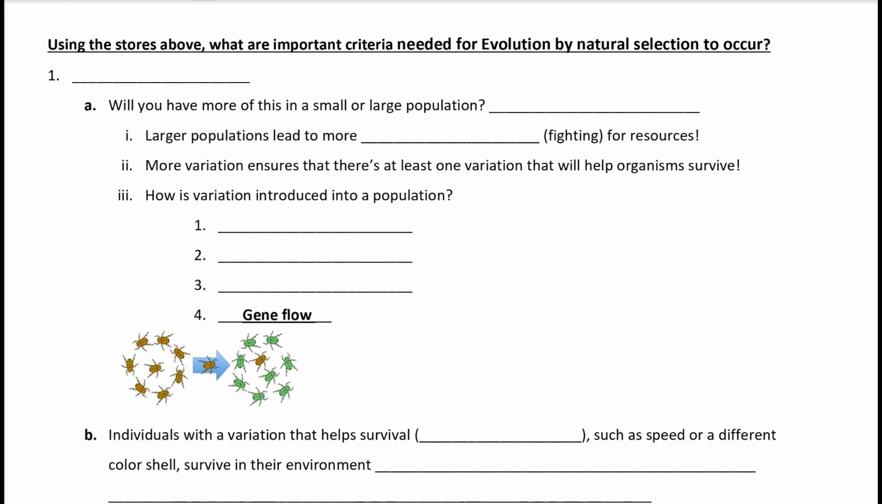To sum up the major things you need in evolution, the important thing you need is variation. You're going to have a lot more of it in a large group. Larger populations will lead to more fighting or competition for the resources. And more variation ensures that at least one type will survive.